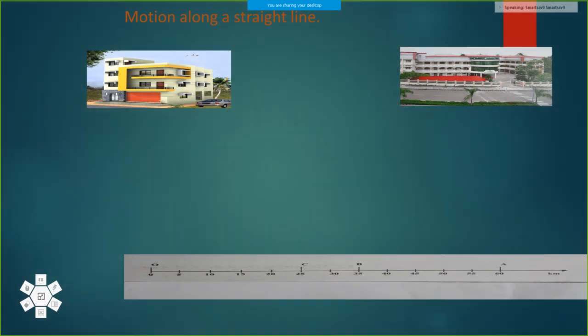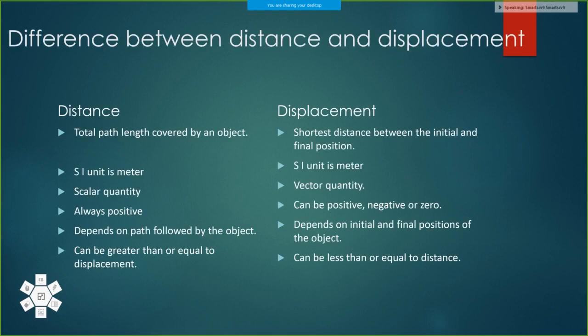Now, let us compare distance and displacement. Distance is the total path length covered by the object, and displacement is the shortest distance between initial and final position. It's clear to you, and both have the SI unit meter. Distance is a scalar quantity, but displacement is a vector quantity. Distance is always positive, but displacement can be positive, negative or zero. Distance depends on the path followed and can be greater than or equal to displacement, but displacement can be less than or equal to distance. So this difference, you have to just go through this and study it.